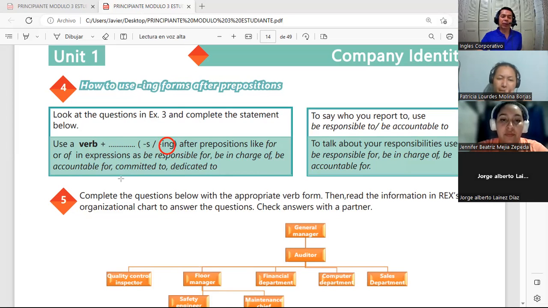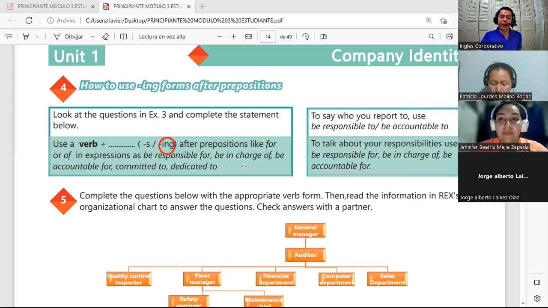For example, be responsible for. Let's say, I am responsible for working in the English class, for example, right? Beatriz is responsible for distributing the material. But the idea is to use an ing verb, right?